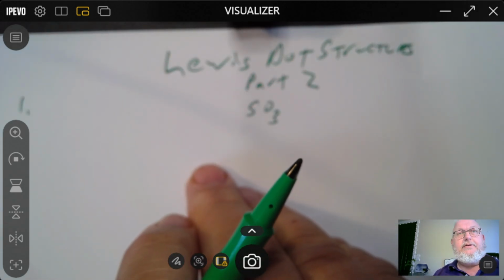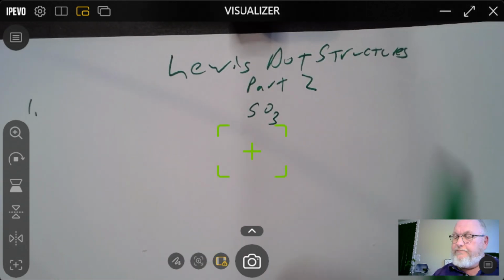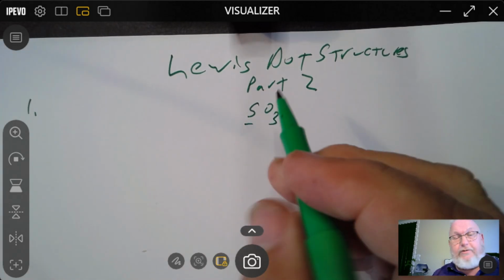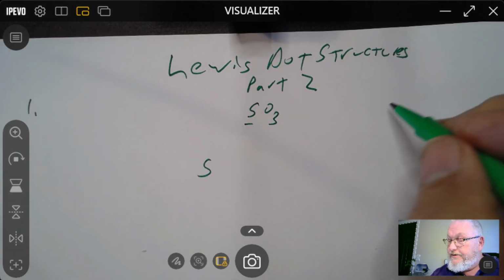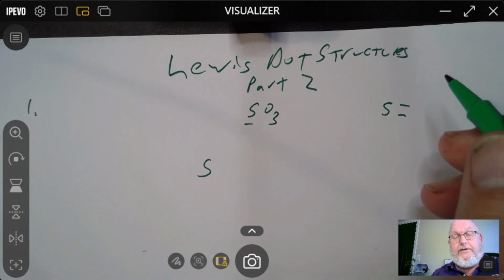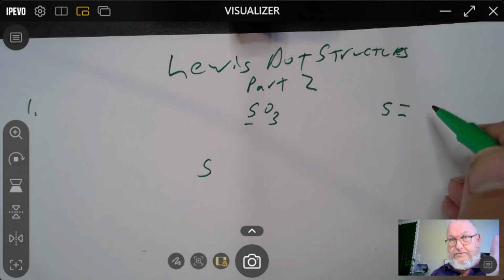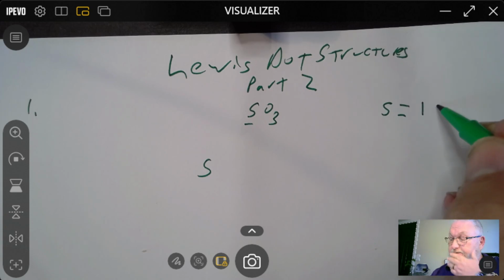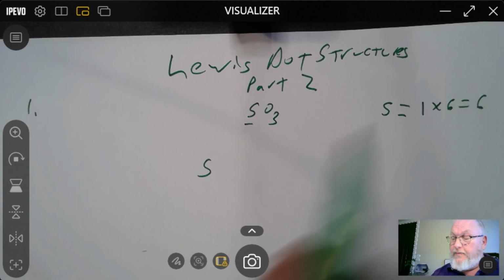All right, let's go ahead. There we go. All right, our central atom here would be sulfur. Go put it in. All right, so sulfur is in. Let's see here. Sulfur is in group 16, so it has 6 valence shell electrons. So that's going to be 6. There's only one of those.